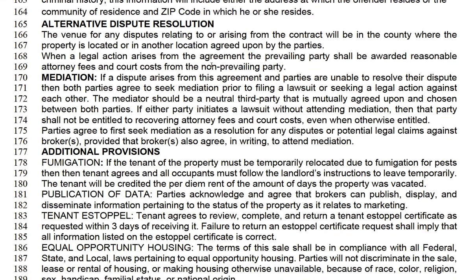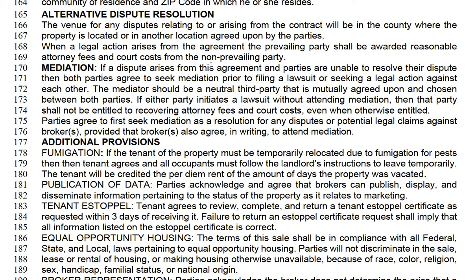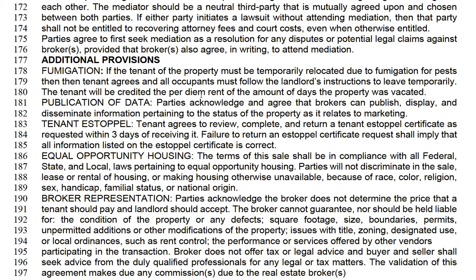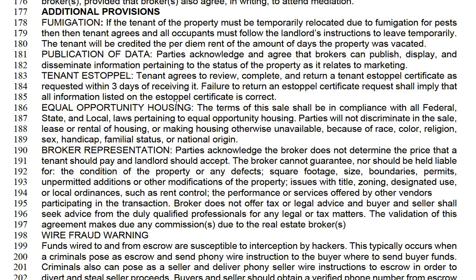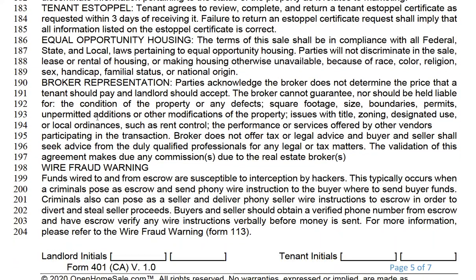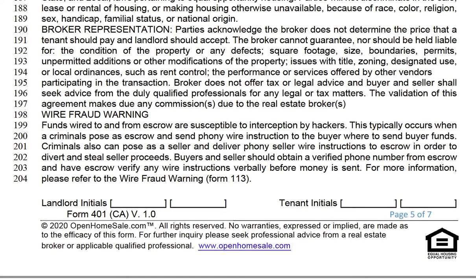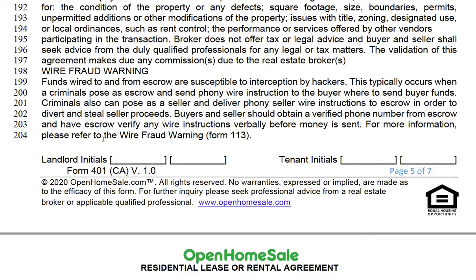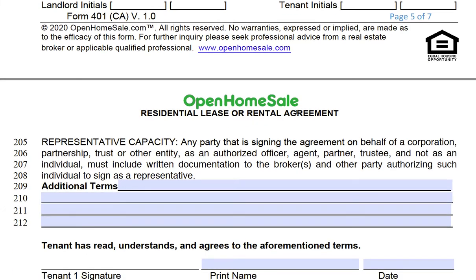There's a dispute resolution section here that basically states if something goes wrong, that parties won't just outright sue each other and go right to litigation. They'll seek more amicable means to resolve their dispute, beginning with mediation and moving on from there if mediation is unsuccessful. There's other provisions here talking about fumigation and equal opportunity housing. If there's a broker involved, wire fraud, meaning if a tenant's sending wire transfers with their lease, they need to take precautions to make sure that they aren't scammed out of their money by accident. Of course, both parties will initial at the bottom of this page.